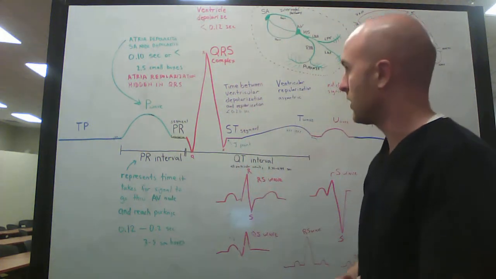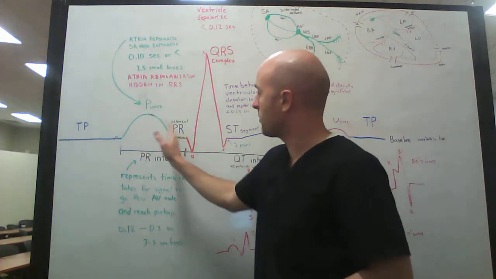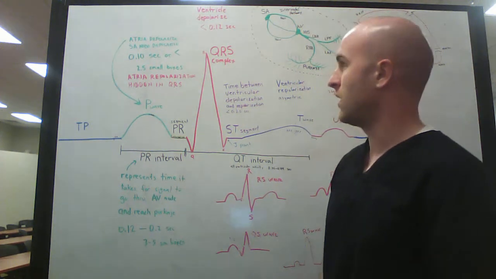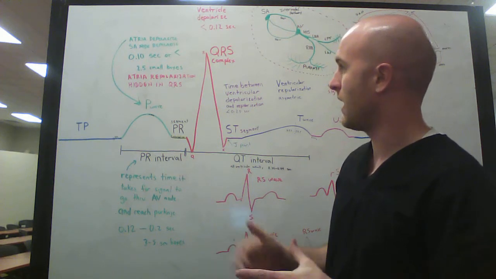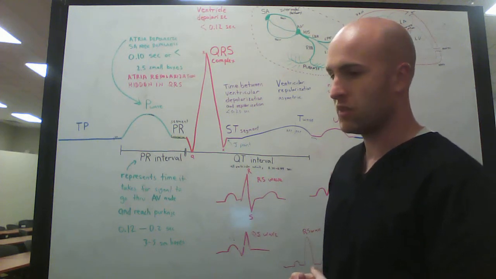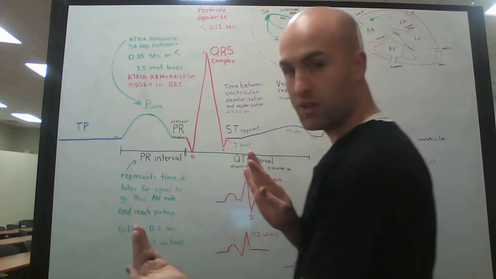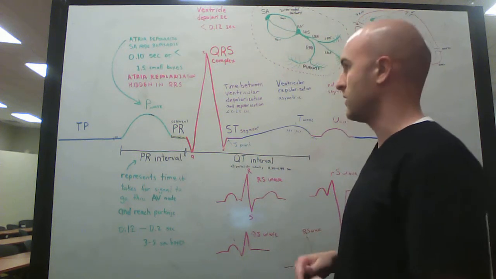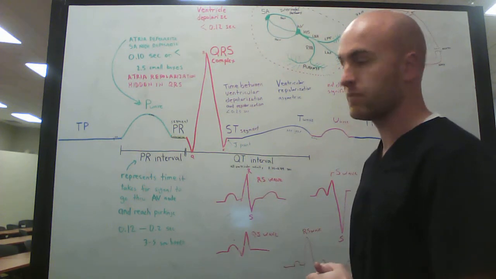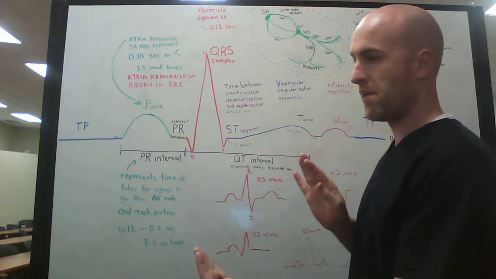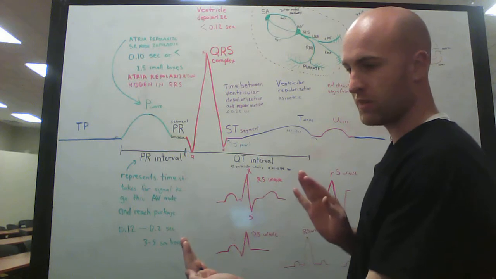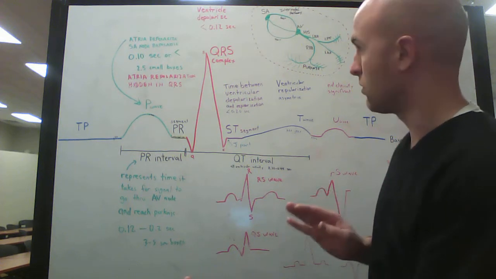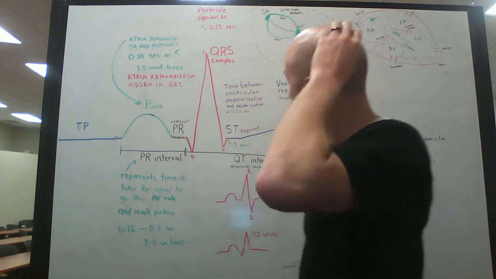And this entire P wave is only going to last maybe 0.1 seconds or even less. 0.1 seconds shows up on those little EKG reading boxes as like 2.5 small boxes. If you remember, a big box or 5 small boxes is going to be 0.2. So 0.1 is like half of that.